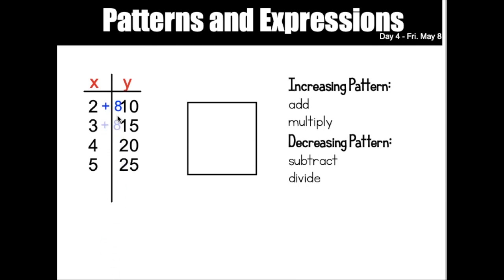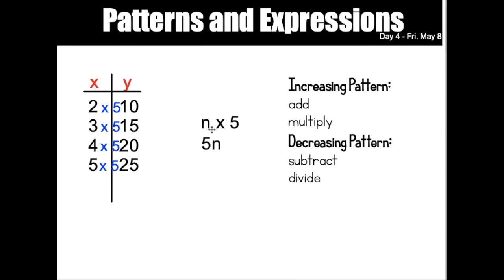Is 3 plus 8 15? No. So that does not work. Plus 8 doesn't work. So the addition is not working. Let's look at multiplication. 2 times what is 10? 2 times 5 is 10. Is 3 times 5 15? Yes. Is 4 times 5 20? Yes. Is 5 times 5 25? Why, yes it is. So what is our pattern rule?